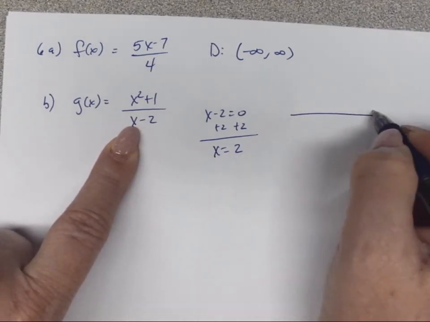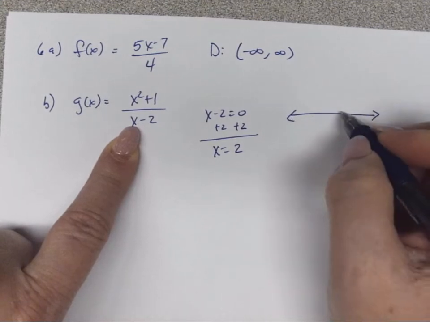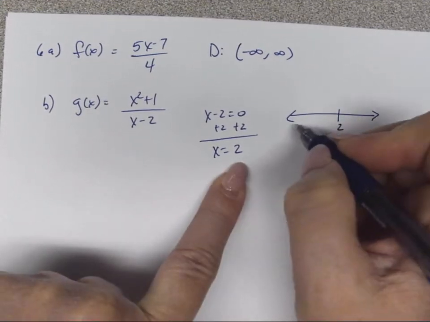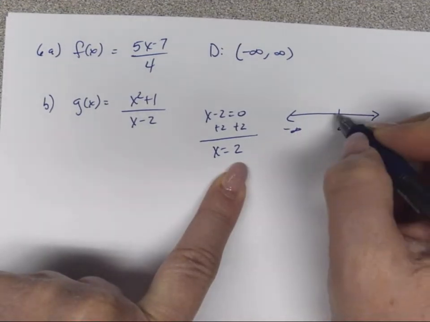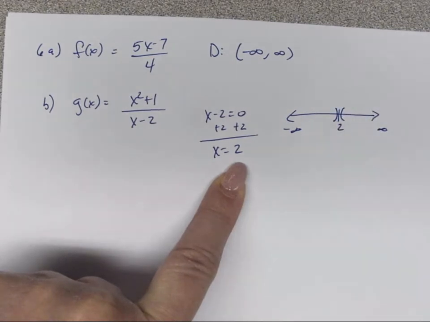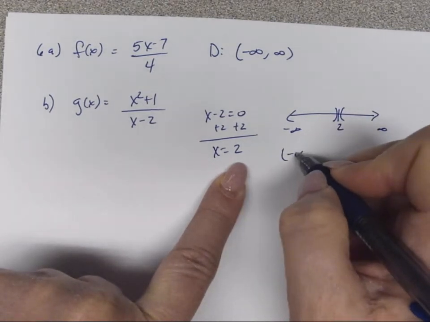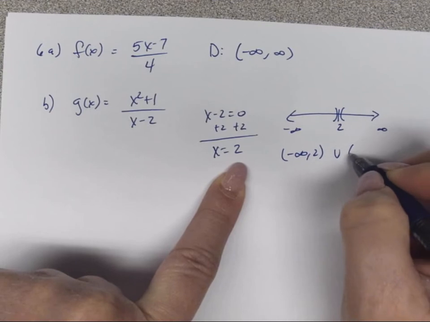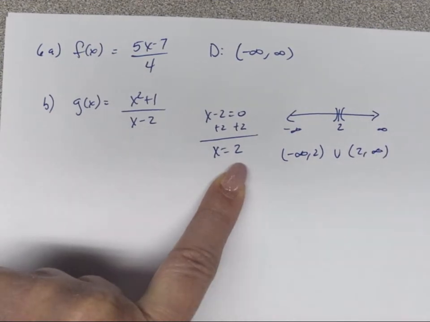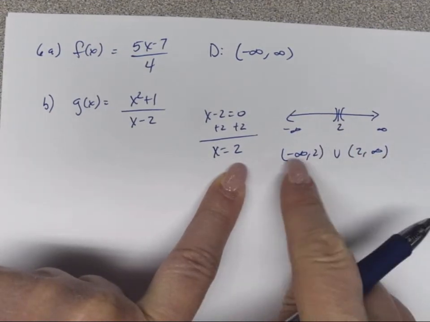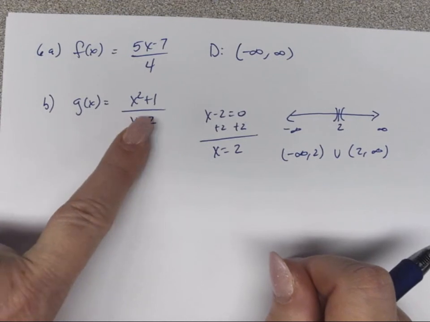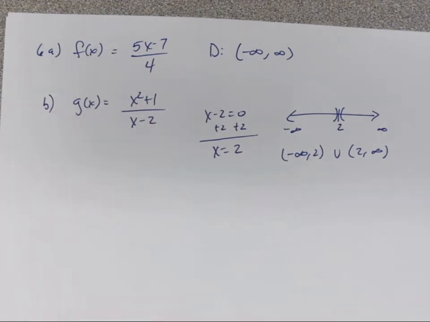Sometimes this is easiest if you draw a number line. We'll put the 2 there, the infinities. It can be everything but that 2. So it'll be from negative infinity to 2, union with 2 to infinity. Everything but 2 will work, but 2 will make us divide by 0. So that's where we have the issue.